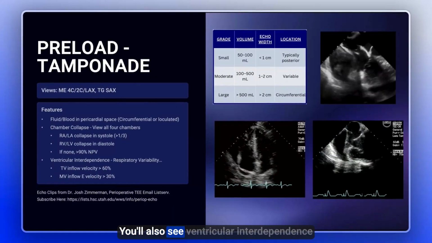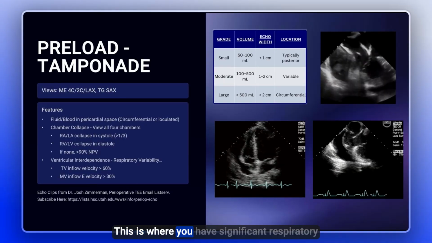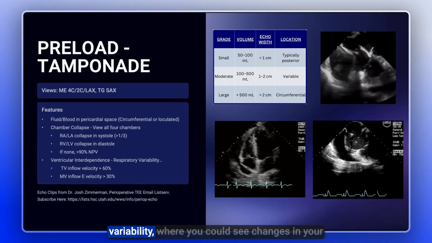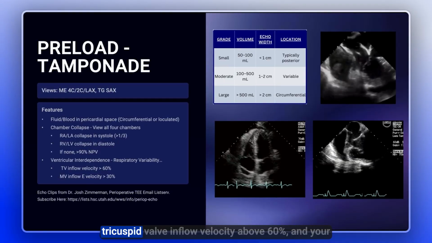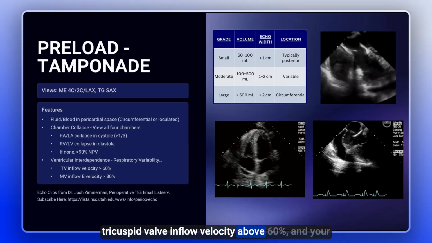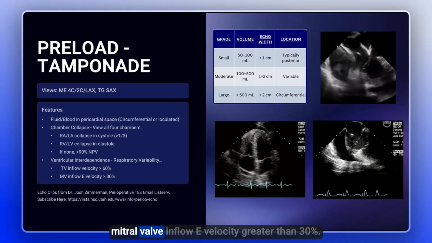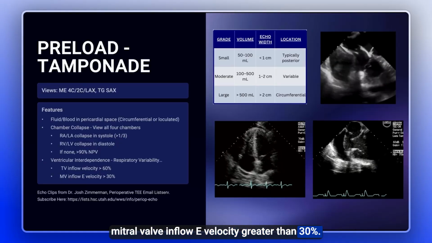You'll also see ventricular interdependence. This is where you have significant respiratory variability, where you could see changes in your tricuspid valve inflow velocity above 60% and your mitral valve inflow E velocity greater than 30%.